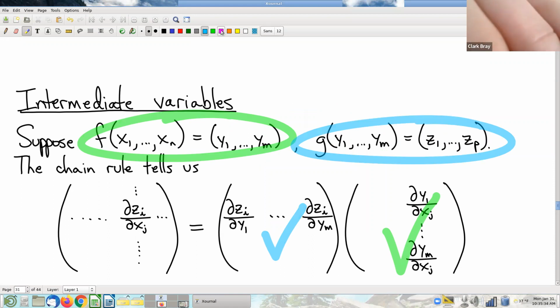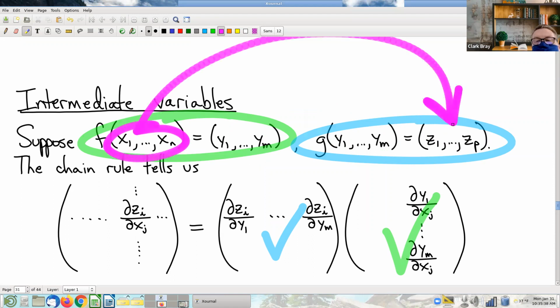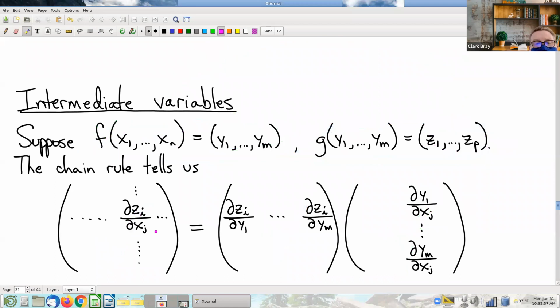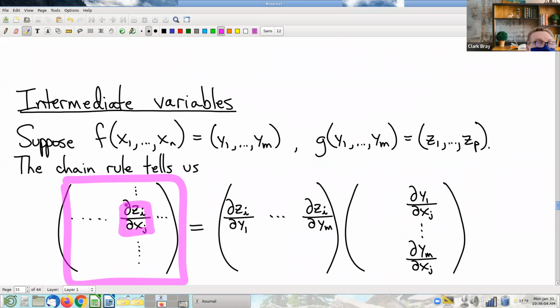And then if I'm interested in the composition, the thing that turns the X's into the Z's, what can I say about its derivative matrix? Well, its derivative matrix is the product of the original two. So this is our good old chain rule previously noted. All I'm going to do is ask what happens if I think about this product matrix one element at a time. Let's look at just one single element of that product matrix.